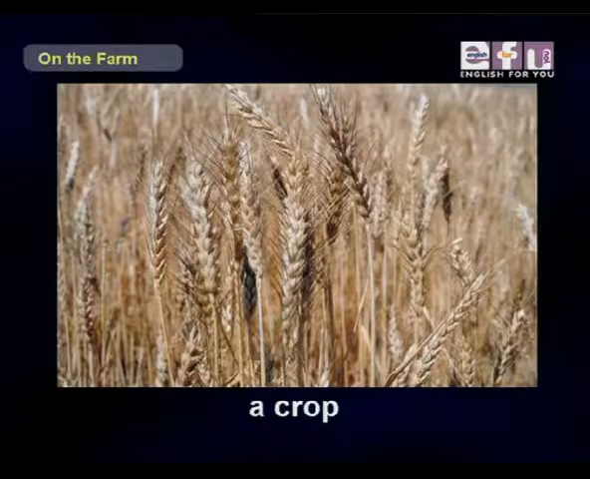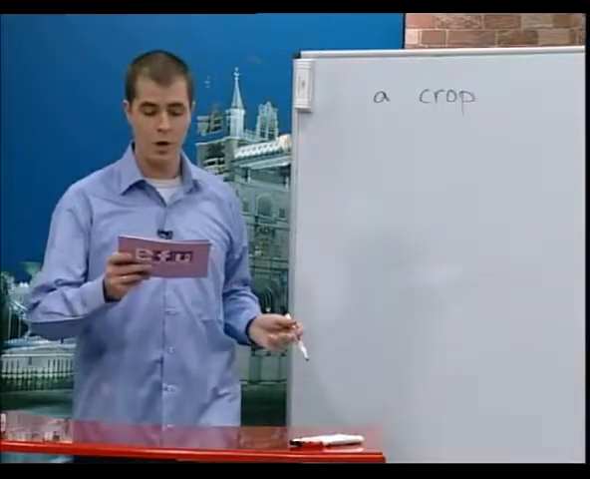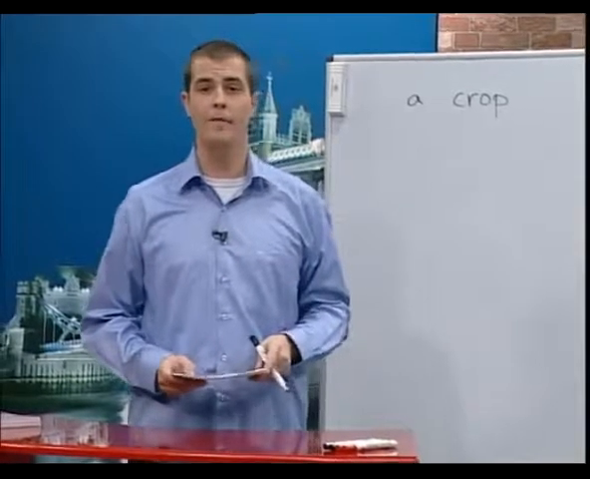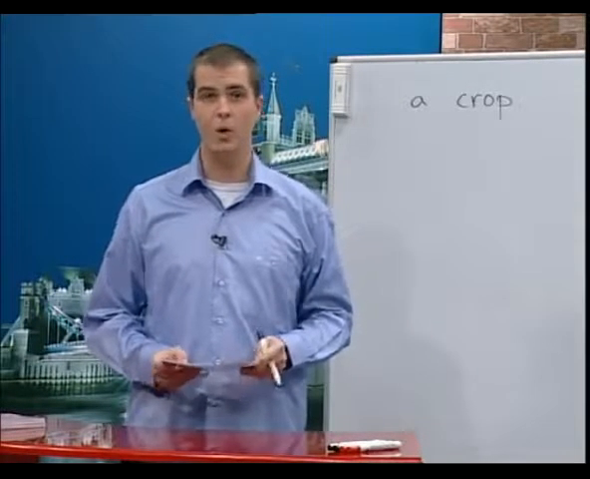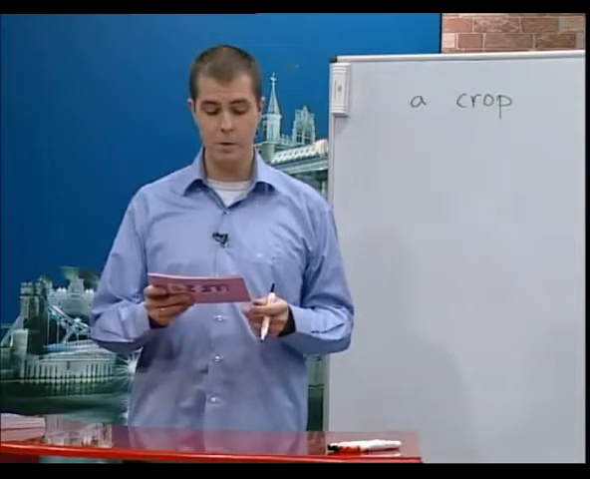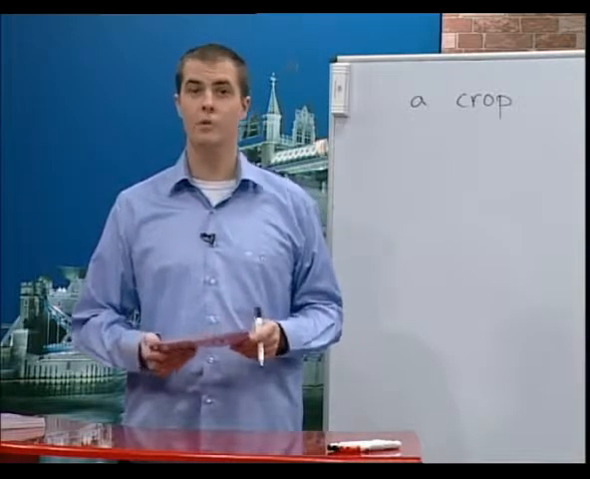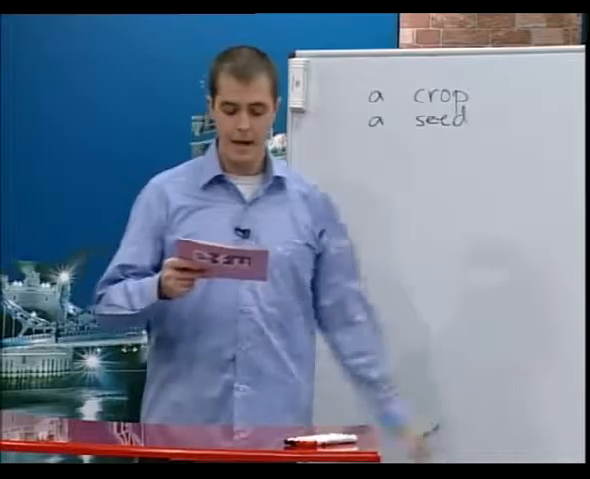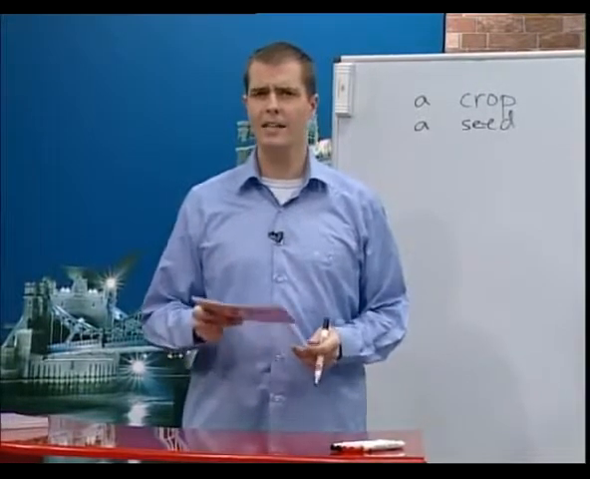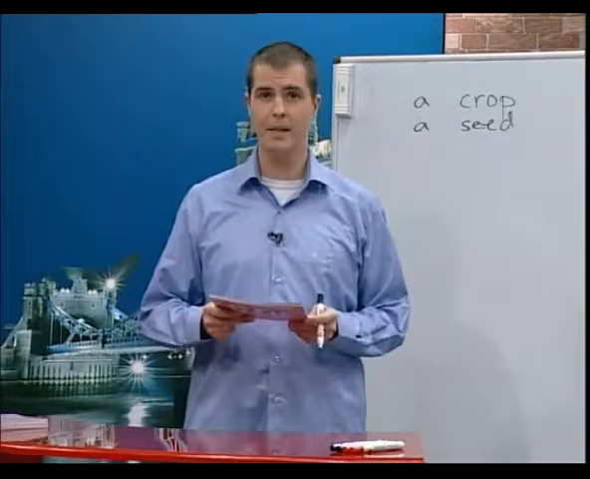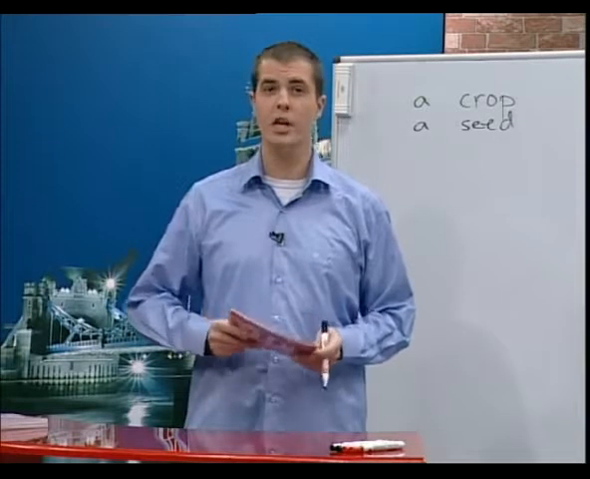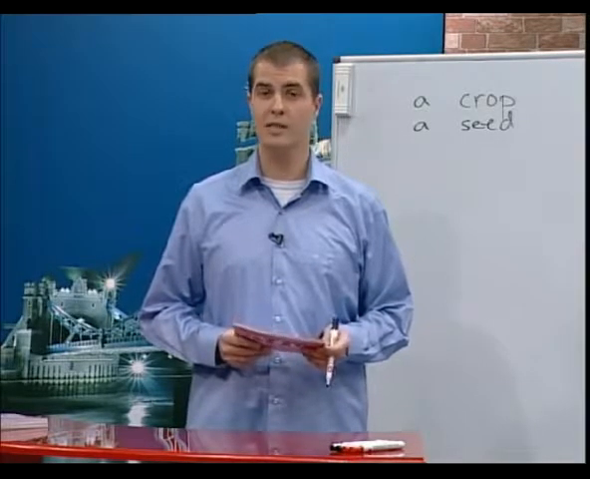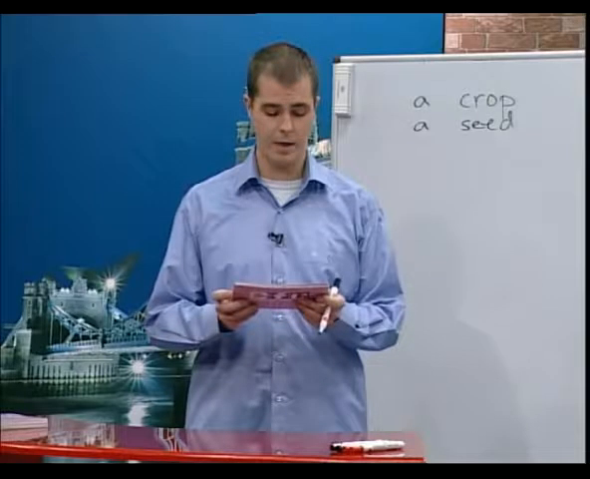So we have a crop. A crop is a plant that is grown by farmers, especially in order to be eaten. For example, wheat is a crop and rice is a crop. A seed. A seed is a small, hard object produced by plants and from which a new plant can be grown. The same plant can be grown from a seed.